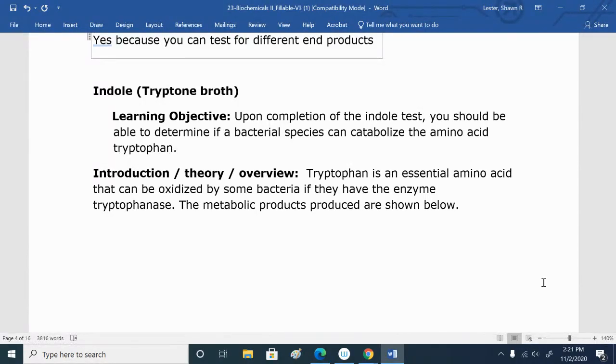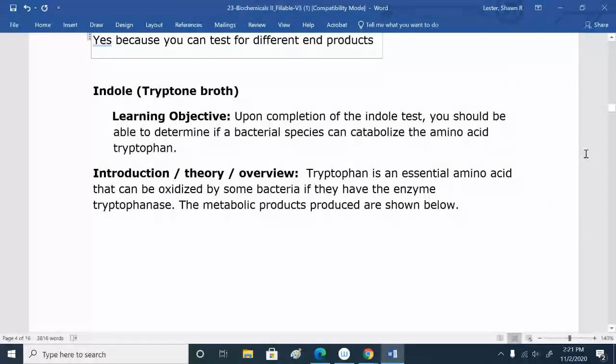So indole is actually one of the 4 tests of the IMVIC test, so indole, methyl red, VP, and citrate. So indole is an end product. And originally scientists looked to see if bacteria made different kinds of end products as a way to help identify them. And so indole was an end product that was discovered that some bacteria make, and it's relatively easy to test for the presence of indole.